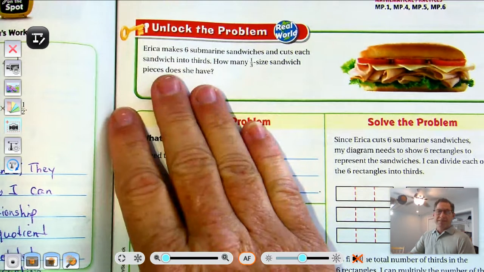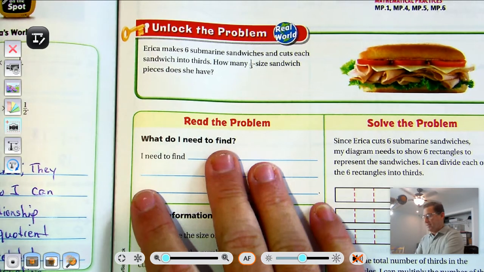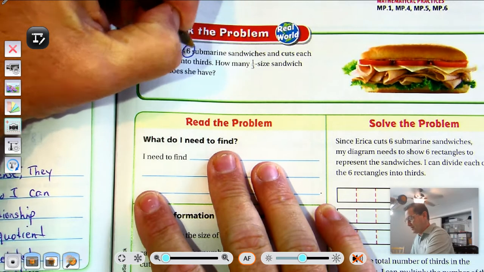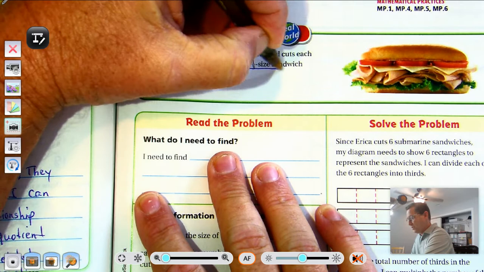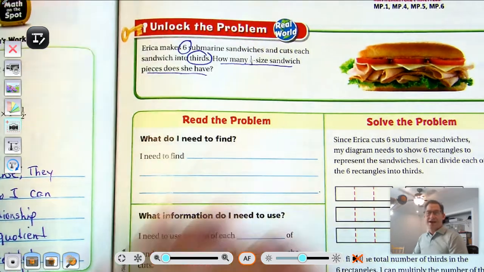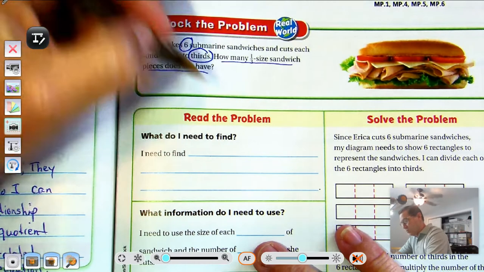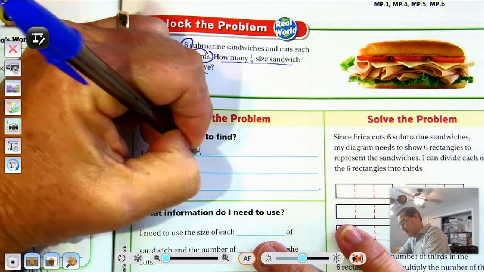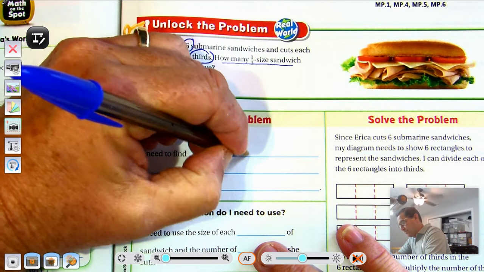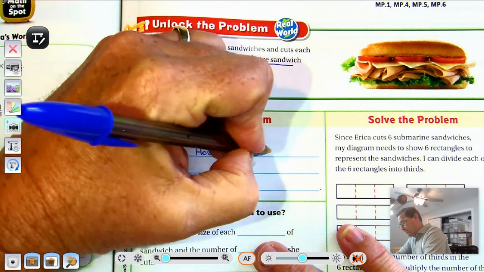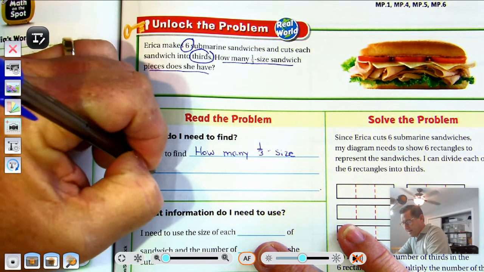So Erica makes 6 submarine sandwiches and cuts each sandwich into thirds. How many 1/3 size sandwich pieces does she have? Well, what do I need to find? I need to find out how many 1/3 sandwich pieces she has.